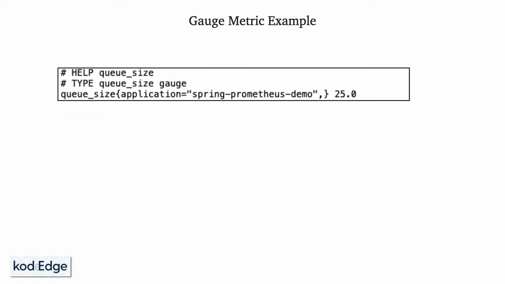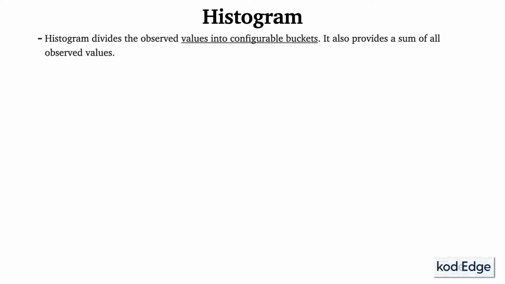So this is a sample of a gauge metric which is sent by our application. Here it has a help which describes the metric. Then it has a type which is of the type gauge. Then this is the metric name, that is queue size, and the actual value of the queue size, that is 25. Now let's understand the next metric, that is histogram.